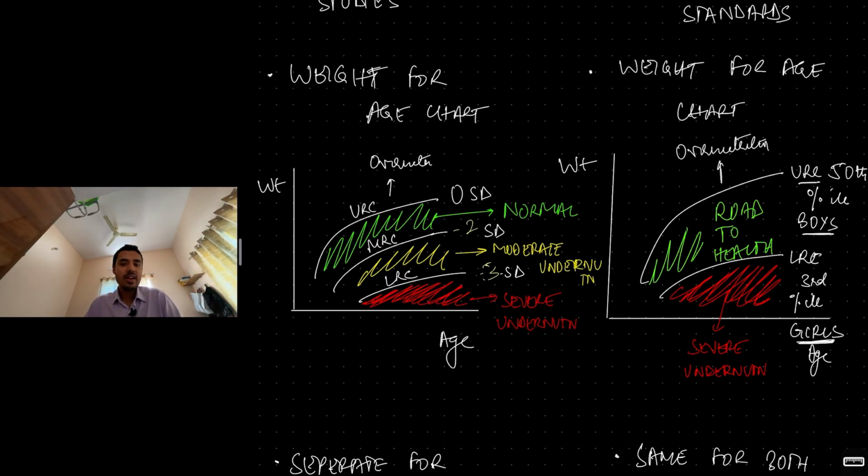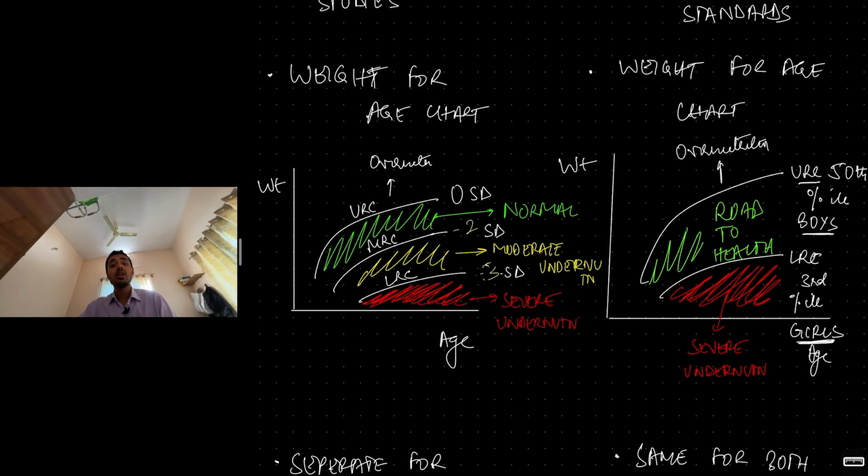Minus 2 standard deviation to minus 3 standard deviation is moderate undernutrition. Less than minus 3 standard deviation is severe undernutrition. So you have green zone, yellow zone, red zone. This is about the 3 reference curves and 4 zones of ICDS growth chart.